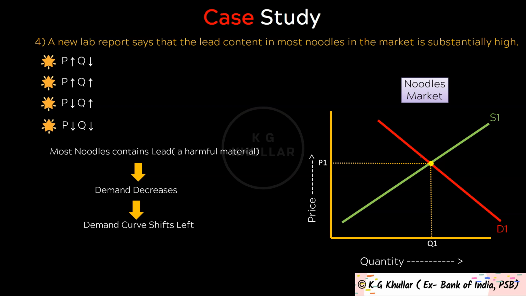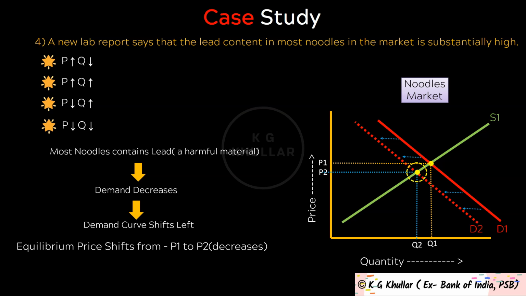So friends, with less demand, the demand curve will shift leftward like this, and this will make this new equilibrium point. Let's say this new demand curve is D2 with equilibrium price P2 and equilibrium quantity Q2. Finally, you can notice that equilibrium price will decrease and equilibrium quantity will also decrease. Thus, the correct option for the given question is option D here.